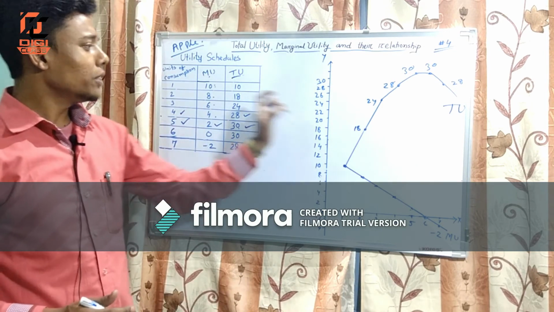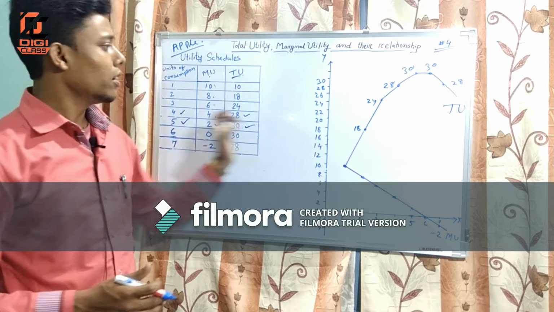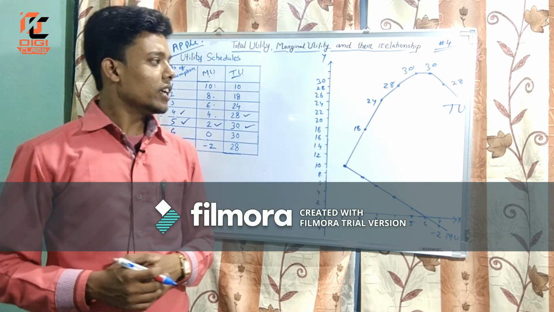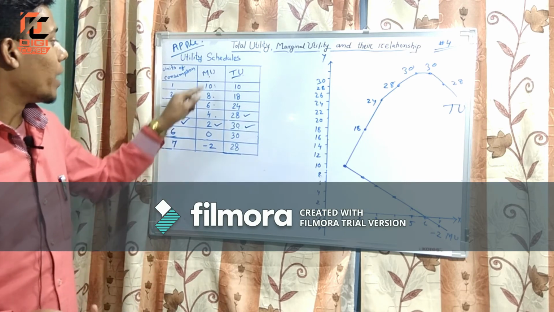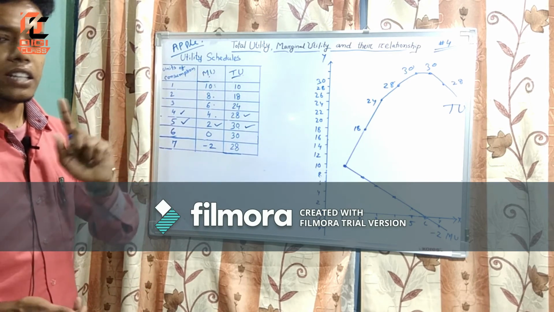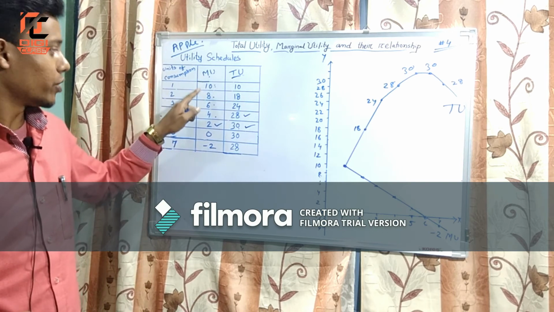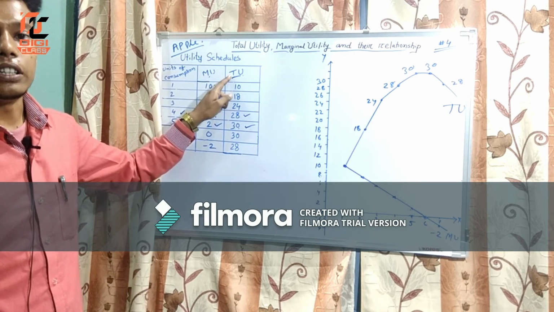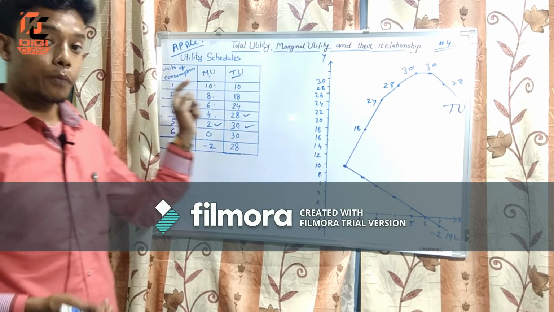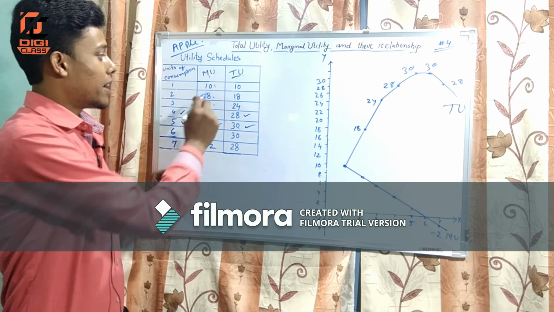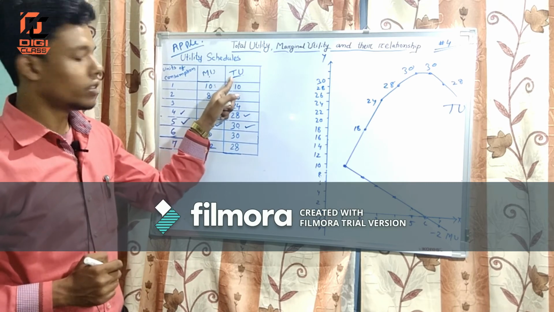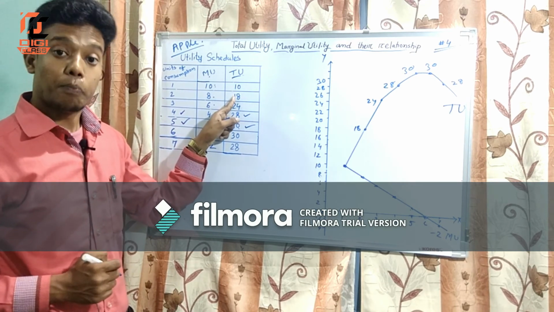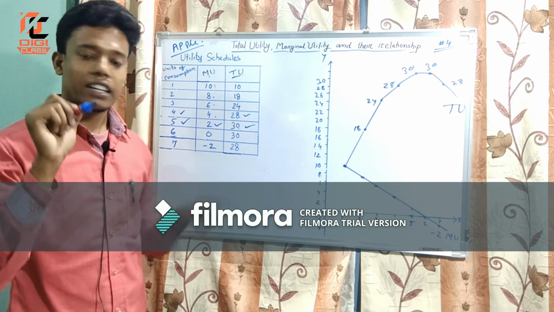So from this analysis, from the table or the diagram, we may find the relationship in some points. The first point is when marginal utility is positive, the total utility increases. And a point to be noted here is that when marginal utility is positive, the total utility increases but at a decreasing rate.